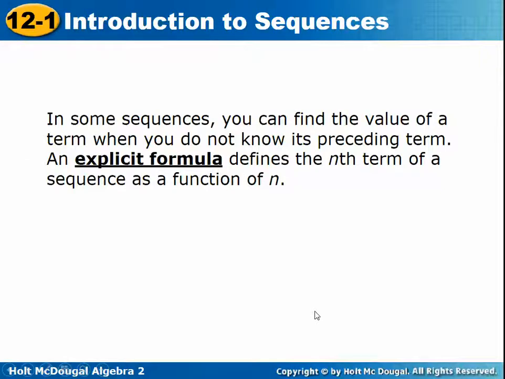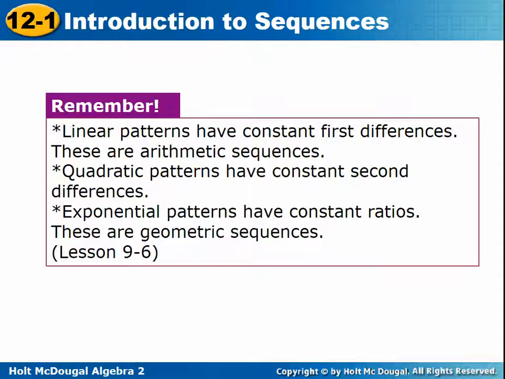So in some sequences, we can find the value of a term when we don't know its preceding term. If we know the preceding term, we can just use a recursive formula, and we can just keep adding the same thing to the previous term, or sometimes multiplying or squaring or whatever. But an explicit formula is when you define the nth term of a sequence as a function of n. So it works for any value of that specific sequence. Now, we can't do it for every sequence. Sometimes it's too complicated to find them.